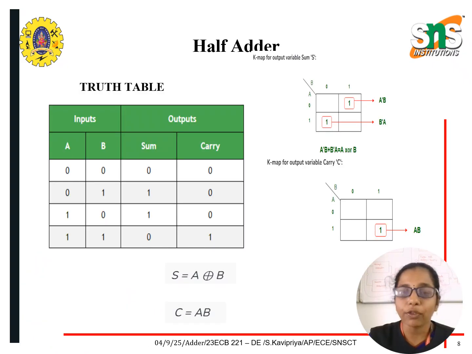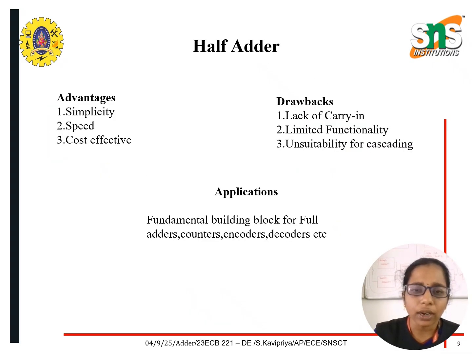So this is the truth table for the half adder. Since it operates on two bits, the combinations of input will be from 0, 0 to 1, 1. The sum will be 1 when input is 0, 1 and 1, 0. And the carry will be 1 when input is 1, 1. So if we apply the K map on the input bits A and B, we get the Boolean expression for sum and carry, which is sum equals A XOR B, carry equals AB.